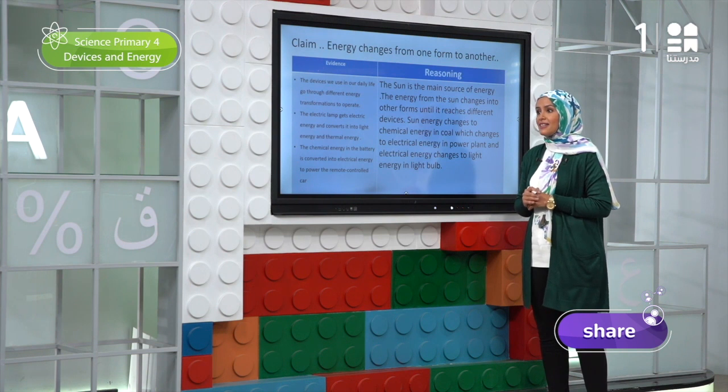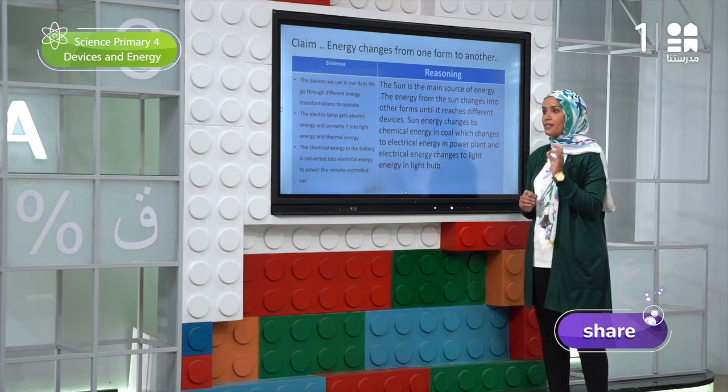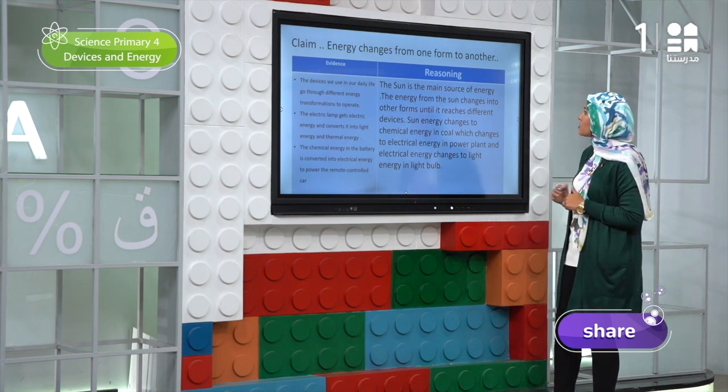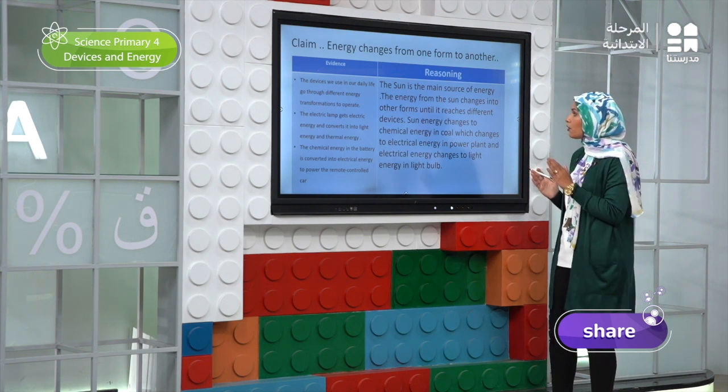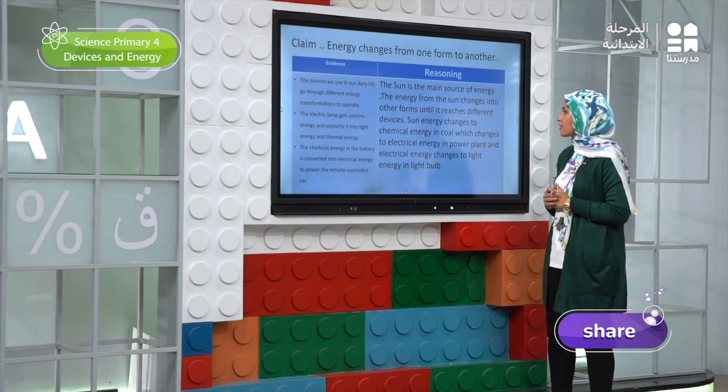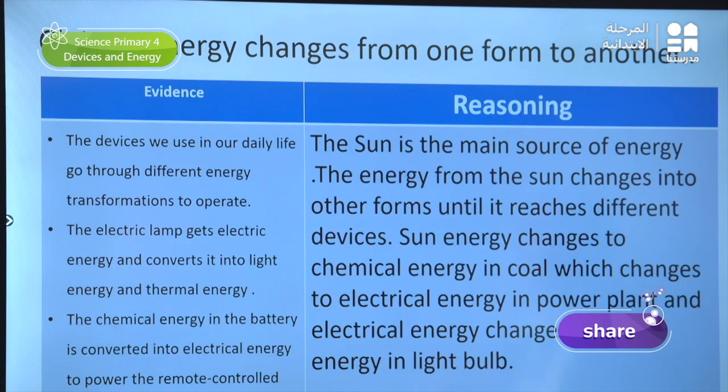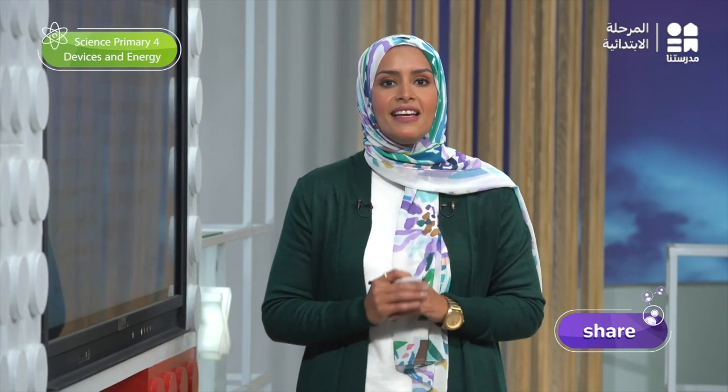Hamza explained his reasoning about the evidence he wrote by writing that the sun is the main source of energy. The energy from the sun changes into other forms until it reaches different devices. Sun energy changes to chemical energy in coal, which changes to electrical energy in a power plant, and electrical energy changes to light energy in the light bulb. Hamza's explanation was great because he went back to a very important piece of information: that the sun is the main source of energy.